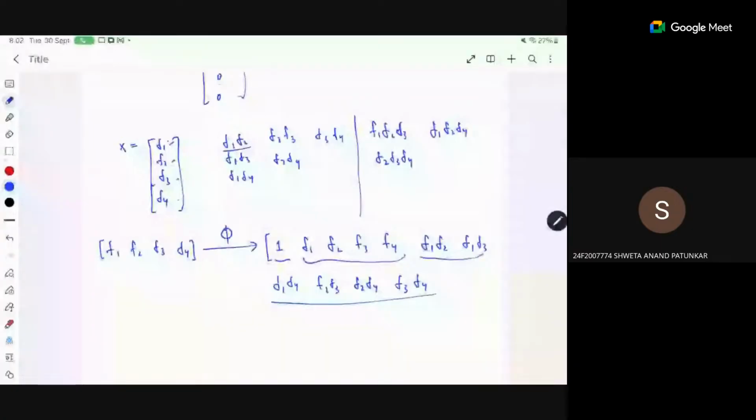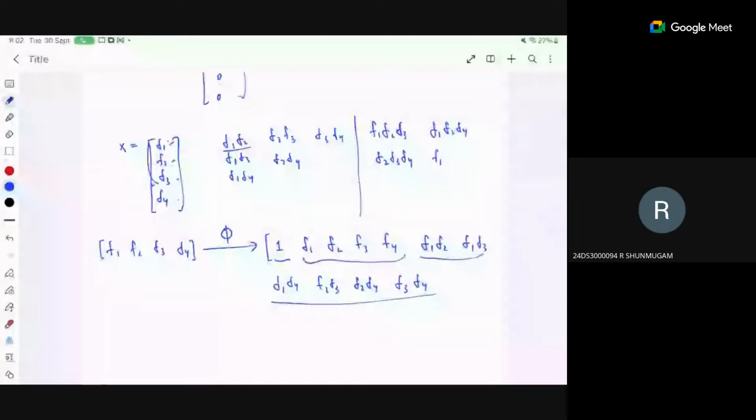Or is there anything else? F1, F2, F3 is done. F1, F2, F4 is done. F2, F3, F4 is done. I think something else is missing, no? What else? Can we add F1 square, F2? That's also a cubic relationship, right? No, I will come to that. That's why I said I'll come to that.